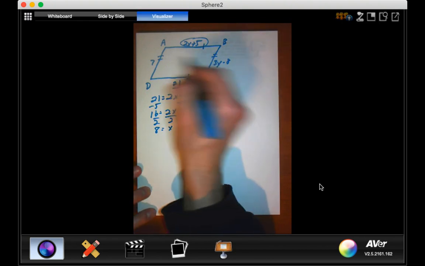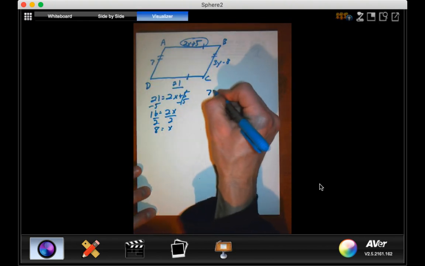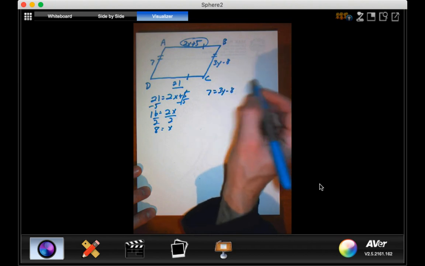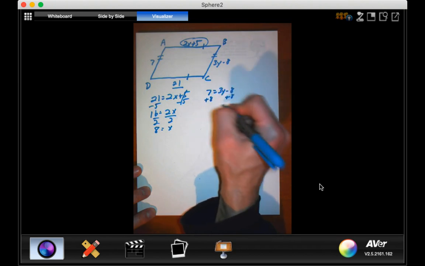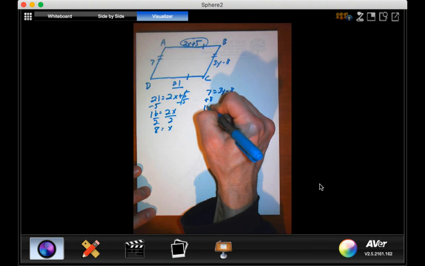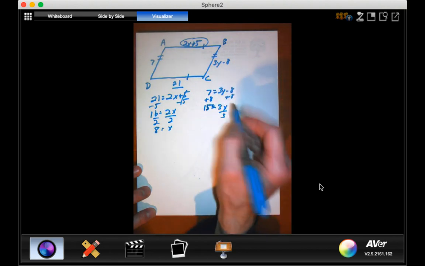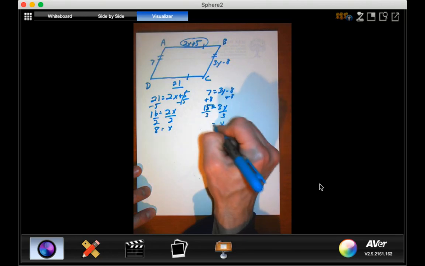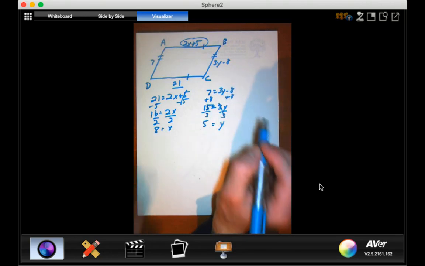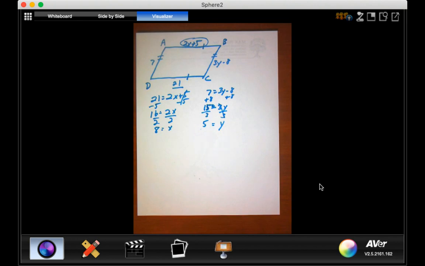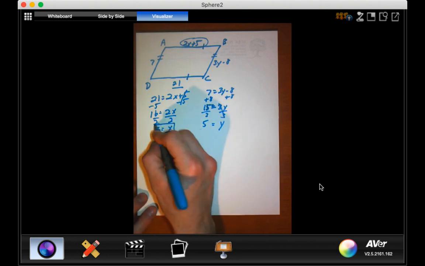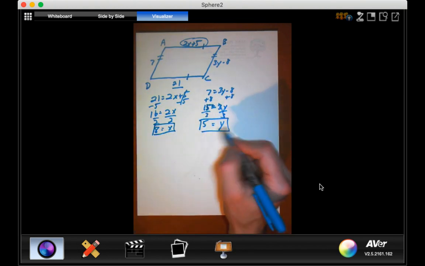Then we also have to find y. So we're going to go 7 equals 3y minus 8, adding 8 to both sides. 3y equals 15. Divide by 3, y is 5. Oh, and the problem, if you're reading it, says just find x and y. It doesn't say plug it in and find any other lengths. So we are done. We found x equals 8, y equals 5.